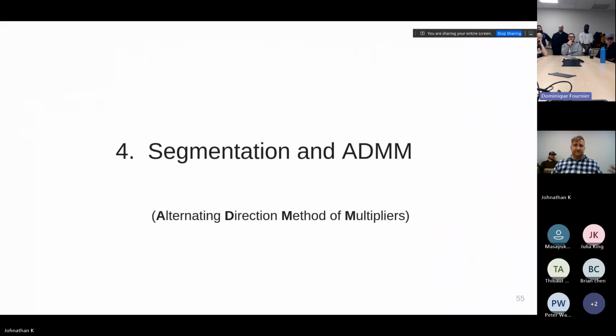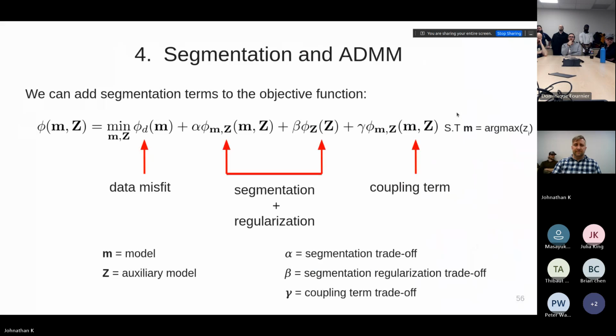It's a way to solve some optimization problems. So here, I'm going to add segmentation to the objective function itself. Now we've got a slightly larger objective function where we have our data misfit term. We can now add a PDE form of our segmentation that will act on the model vector, and then a new auxiliary variable called Z. And then we have a regularization for that.